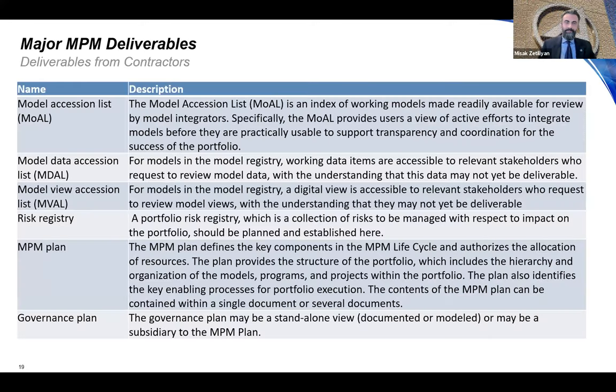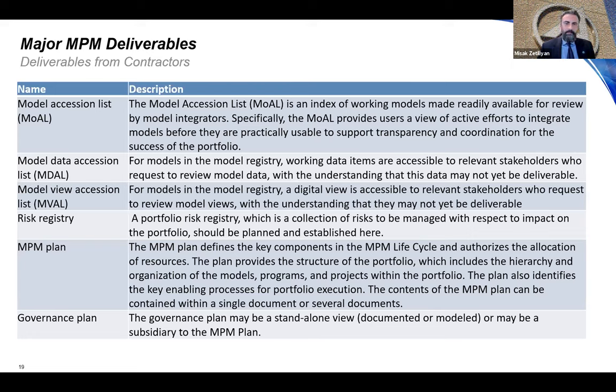Thank you, Jordan, for that in-depth review of the model portfolio management lifecycle. So here are a few of the major deliverables from contractors, which may be the model accession list, including data and view accession lists, an updated risk register, an overall MPM plan, and governance plan. These are some of the deliverables that could be provided to the government or to the contracting organization. Other deliverables from activities outlined in the guide are also possible.